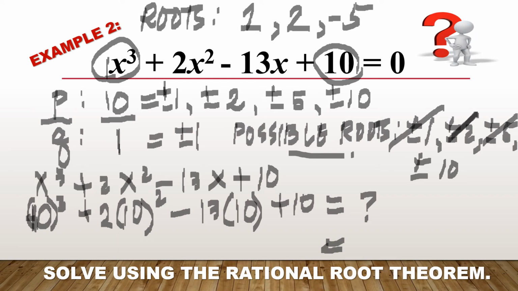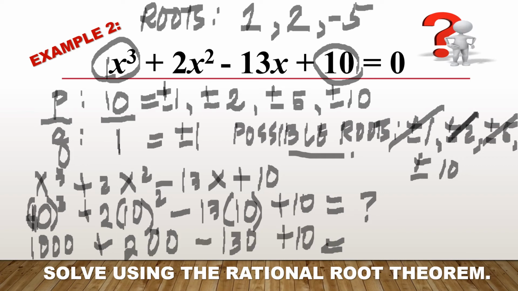10 cubed here is 1,000 plus 10 squared is 100 times 2, so 200. Negative 13 times 10 is negative 130 plus 10. Now, let's solve if this will give us 0. So, it will not give us 0. 1,000 plus 200 is 1,200 minus 130, and plus 10 obviously will not give us 0. It's 1,080. So, therefore, positive 10 is not a factor of the given polynomial.